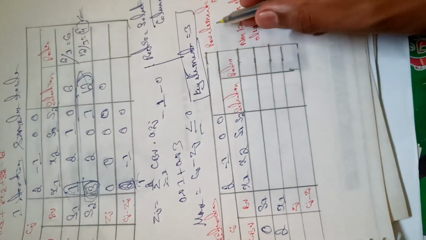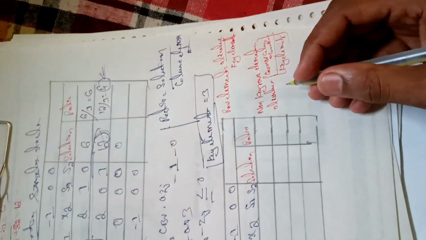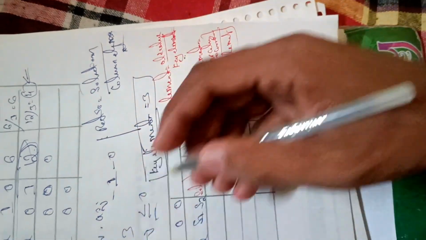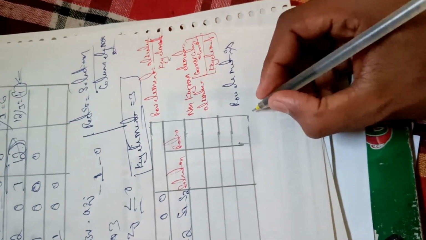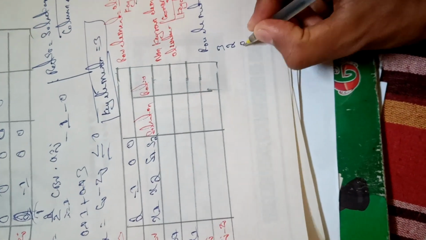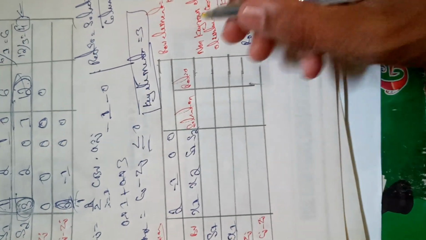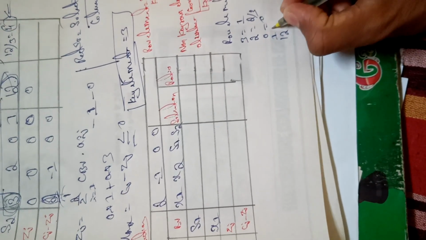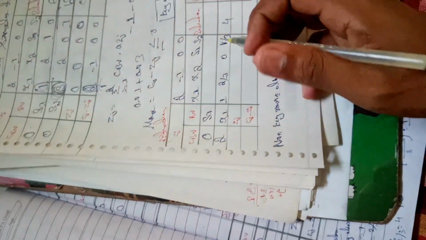Here the row element is 3, 2, 0, 1 and 12. There is a formula to find the row element: old value divided by key element. By using this we need to find the values. See, old value divided by key element, the key element is 3: 3 by 3 is 1, 2 by 3 is 2 by 3, 0 is 0, 1 by 3 becomes 1 by 3, and 12 by 3 becomes 4. These are the row elements.